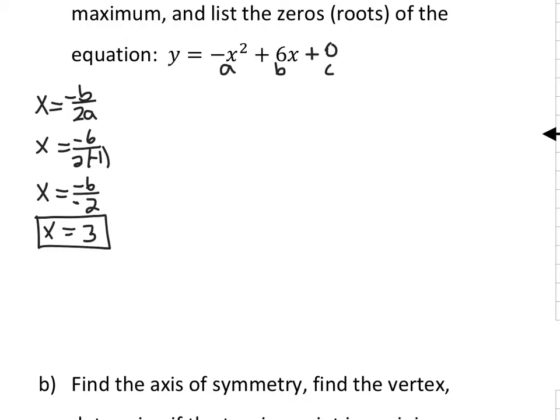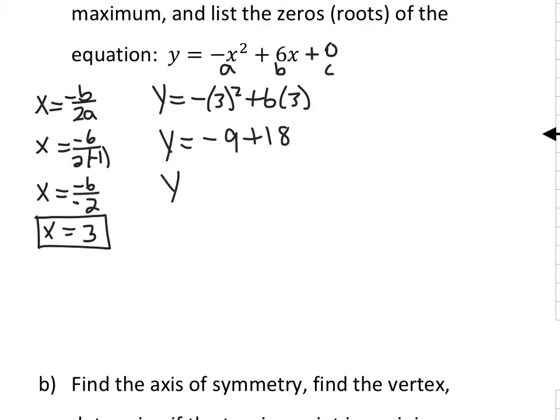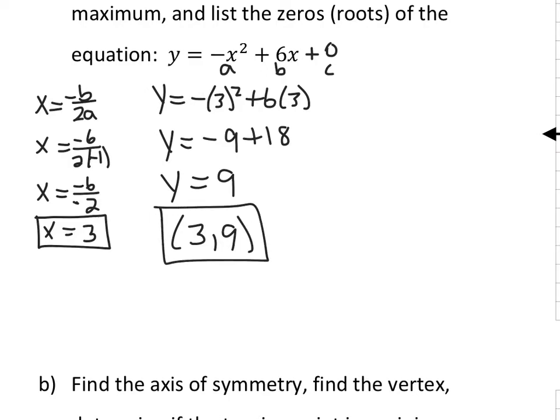So that's our axis of symmetry. We need to plug it into our equation to get our vertex. So y equals negative 3 squared plus 6 times 3. We don't need to add that plus 0. This is negative 9 plus 18. Y equals 9, which means our vertex is 3, 9. My A value is negative, which means I know my parabola opens down, meaning the vertex is a maximum.